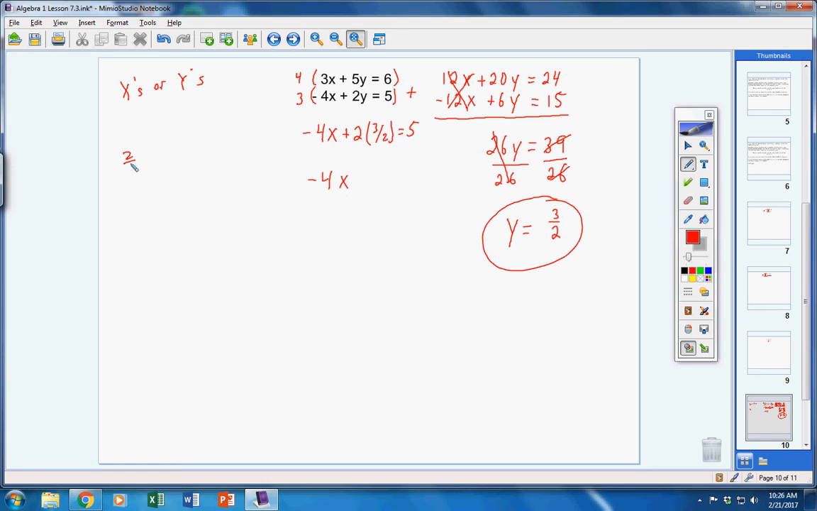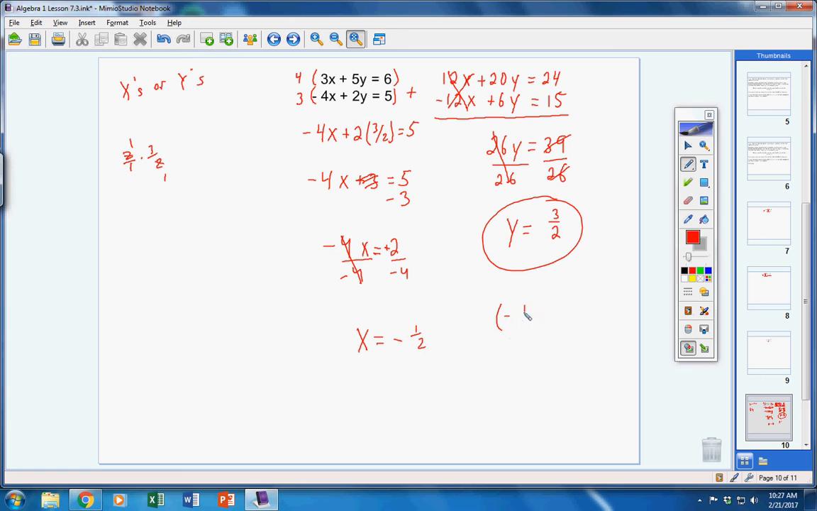Now, think this through, guys. 2 over 1 times 3 over 2. Your 2's would cancel, leaving you with 3 over 1, or just 3. There we go. Now bring your 3 over and make it a negative 3. And we're left with negative 4x equals 2. Alright. Divide both sides by negative 4. Negative 4's cancel, and x equals, now watch your signs. You have a positive over a negative. That makes the whole fraction negative, and 2 over 4 is 1 half.